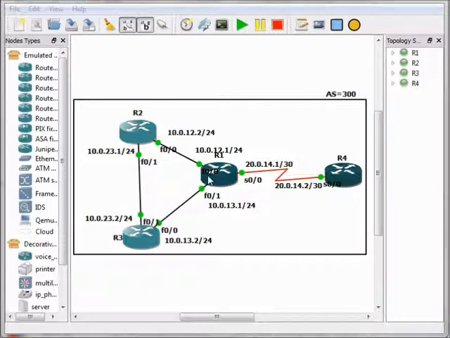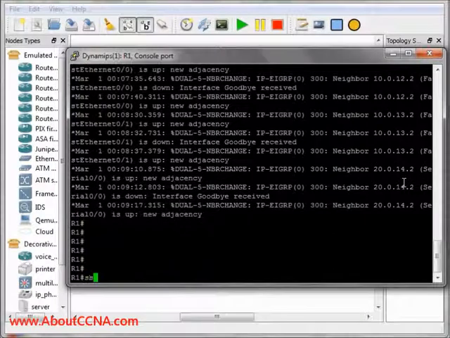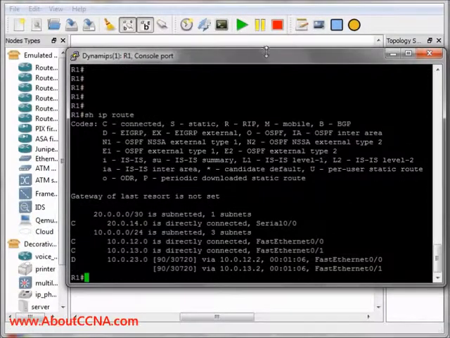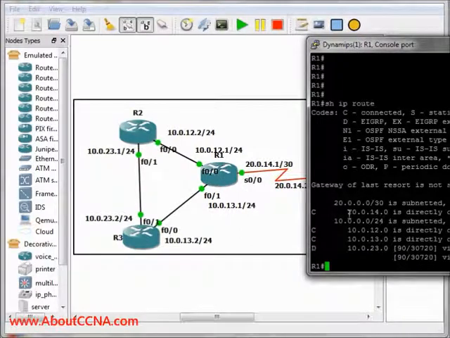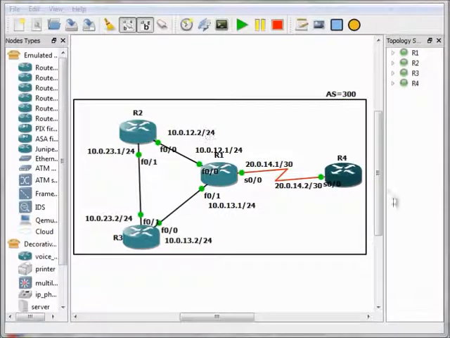So let's enter router 1 and router 3 and see the routing table to ensure that router 1 and router 3 know about all the networks that exist in Autonomous System 300. Let's enter router 1 and show IP route. We can see that on router 1, the directly connected networks are 3 networks: 20.0.14.0, 10.0.12.0, and 10.0.13.0, and router 1 knows about network 10.0.23.0 using D, which means it knows about it using EIGRP routing protocol. So router 1 knows about all the networks.